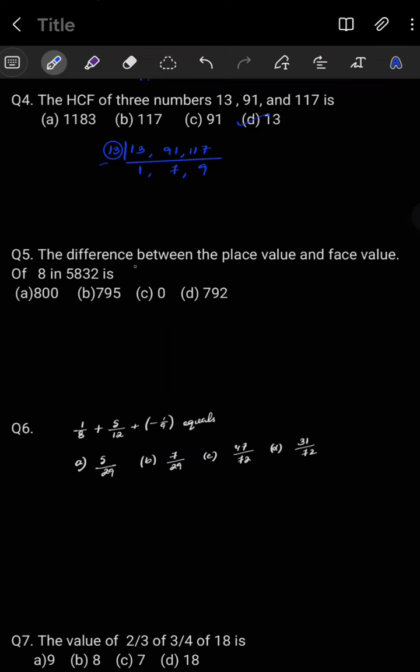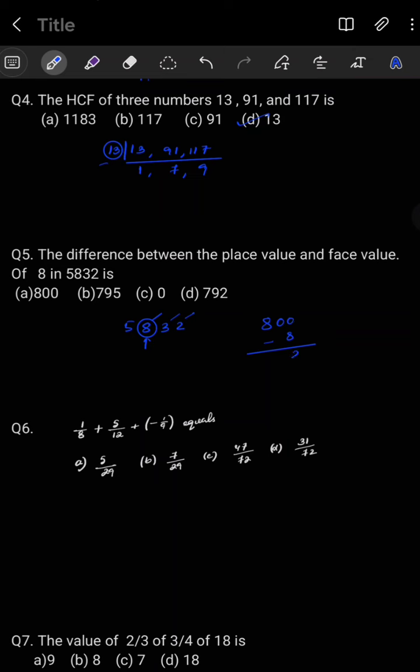So next question, the difference between the place value and face value of 8 in 5832 is how much? So number given 5832. So this 8 here, its place value is how much? You can count here ones, tens, 100. So place value how much? 800 here. Okay, then face value is what? Face value is the number itself. So the number itself how much? It is 8.